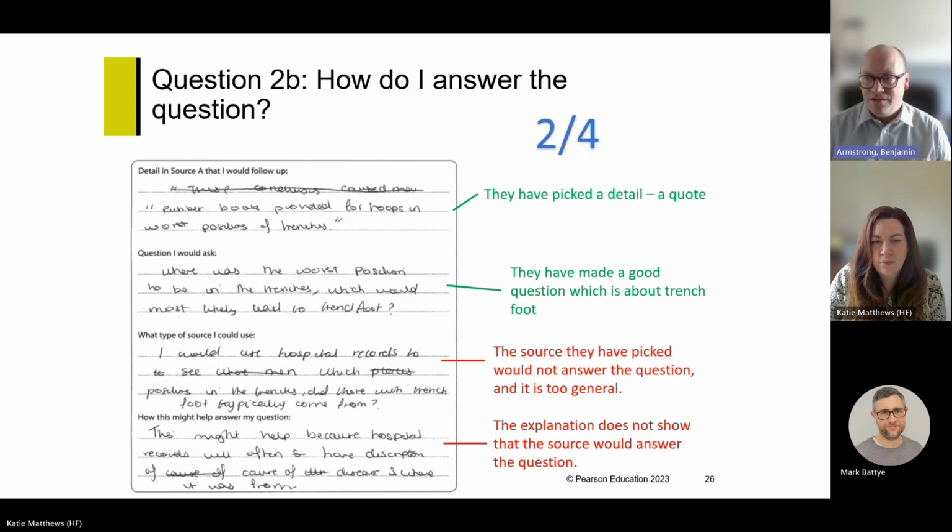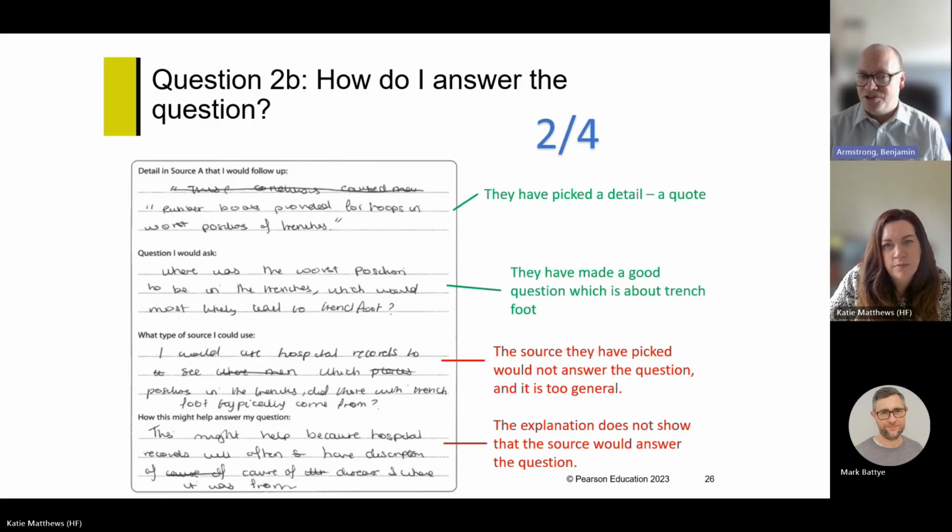Well, unfortunately, that sort of source wouldn't answer their question about which positions would be more likely to cause trench foot. Hospital records didn't include that kind of information because hospital records were there to deal with the patients who came through the door. We're not saying that the question's not a good one, just that they'd need to pick a better source.